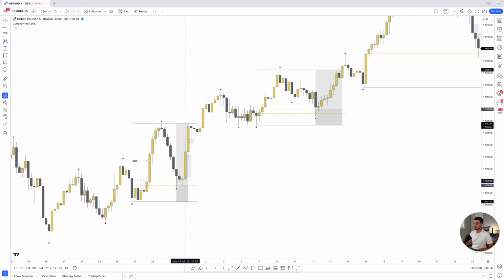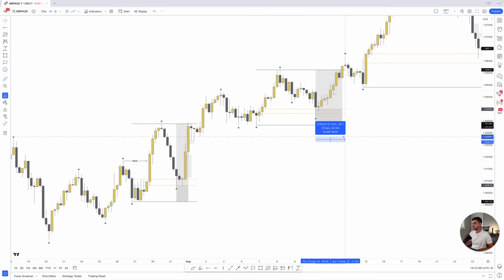So if I just measure the distance here from entry to exit, that was less than a day, right? That's 16 hours. Now on this next trade here, let's measure that. I think it was a little bit longer. This was 3 days, see? Significantly longer, right? So the first trade was less than a day. This trade here was 3 days.